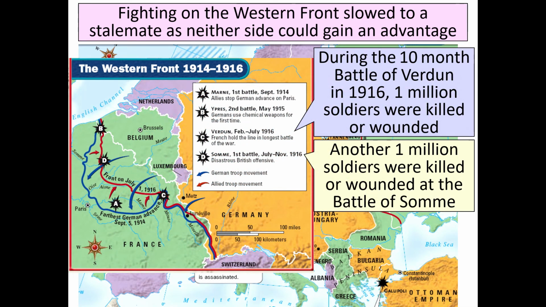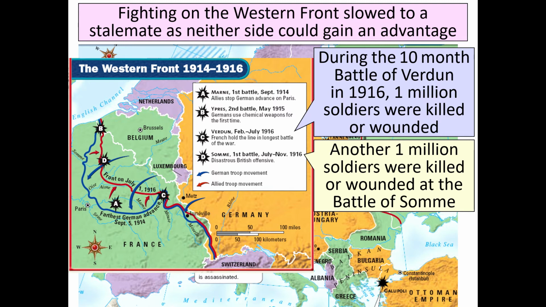During the 10-month Battle of Verdun in 1916, 1 million soldiers were killed or wounded. And then another 1 million soldiers were killed or wounded at the Battle of the Somme. So 4 main battles to keep in mind are the Battle of the Marne, the Battle of Ypres, that's spelled Y-P-R-E-S, you just call it Ypres, Verdun, and the Battle of the Somme.